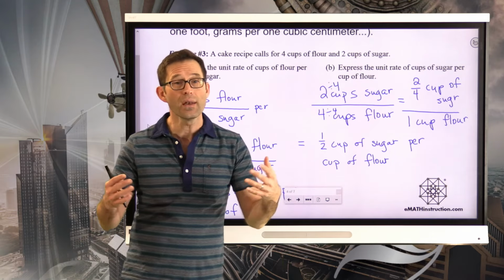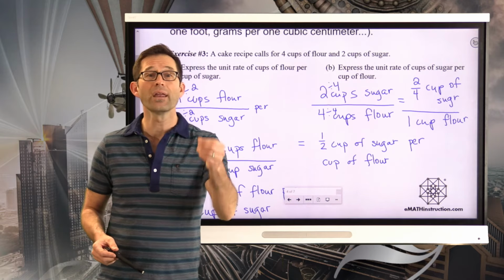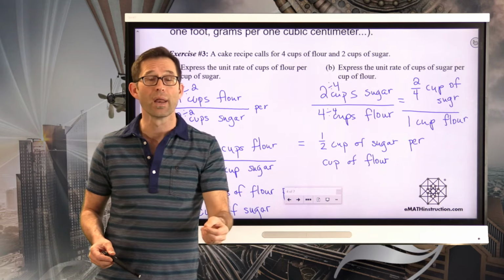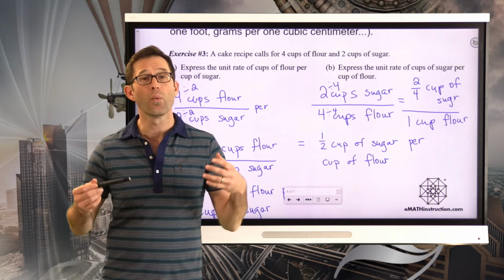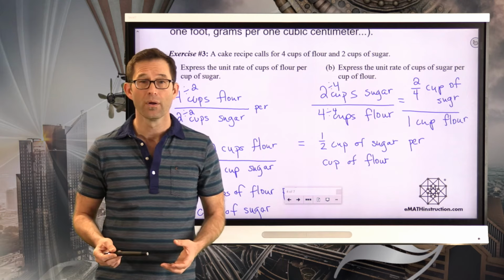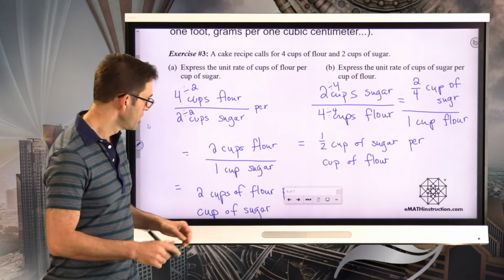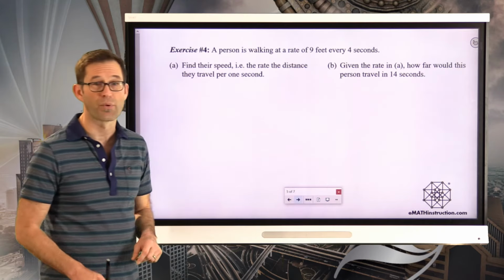So at the end of the day, a unit rate's quite easy because all you're doing is dividing the numerator by the denominator. And once you do that, it will always be per 1 of the denominator. So let's keep that in mind as we move forward with unit rates. In fact, I bet we'll see one in the next problem.